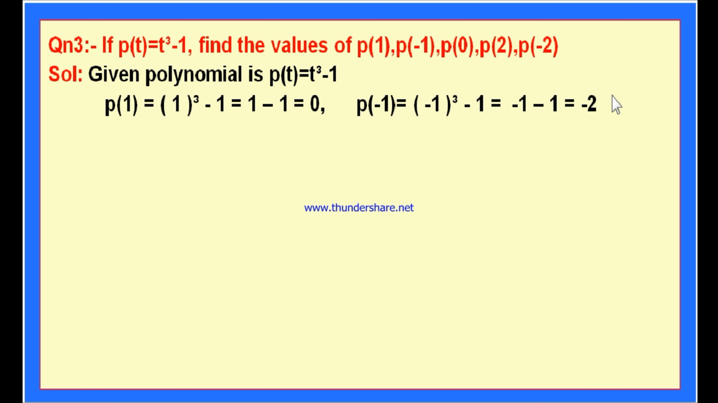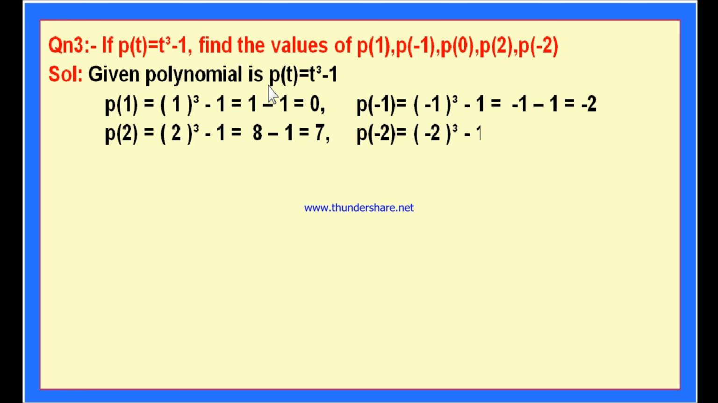Minus 1 minus 1 is minus 2. Therefore the value of p of minus 1 is minus 2. Next, p of 2 means in the place of t now substitute 2. 2 cube minus 1. 2 cube is 8. 8 minus 1 is 7.